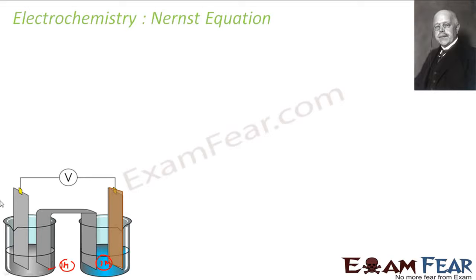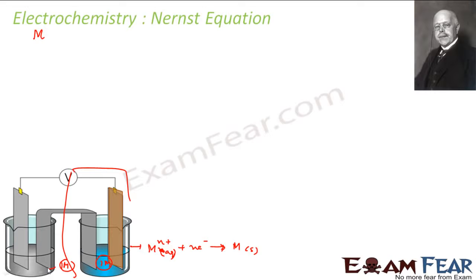For example, let's consider a reduction half reaction. For example, this one here. The reaction will be some M with n plus ions, n electrons are transferred, and it becomes M, solid. It was aqueous here. Let's take this reaction, and it was not 1 molar. It has some concentration. And this is the reaction in this direction. Correct?